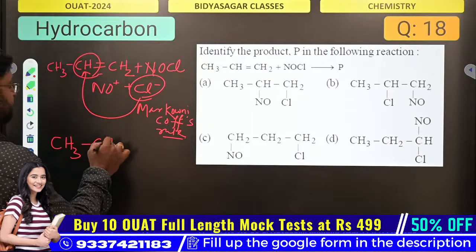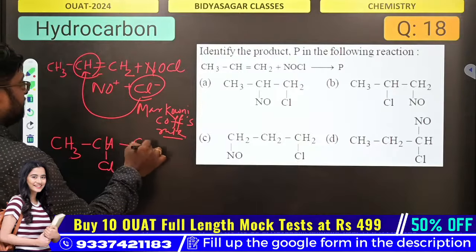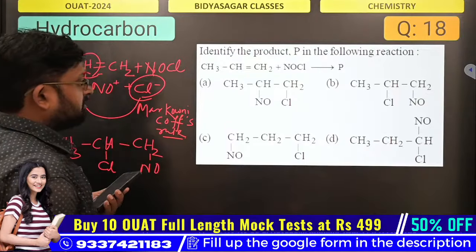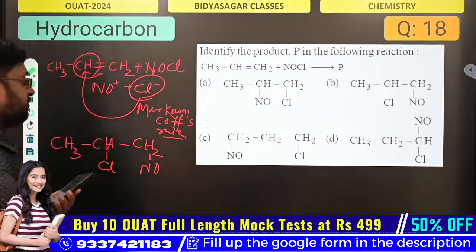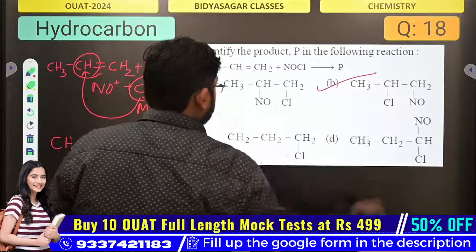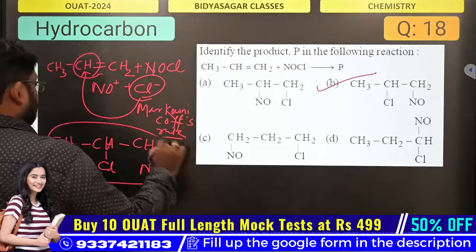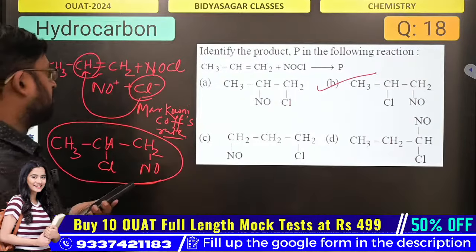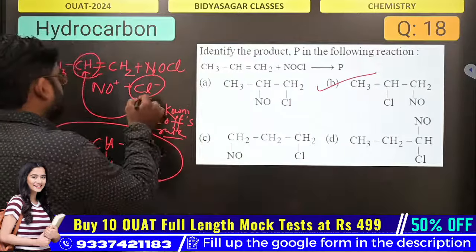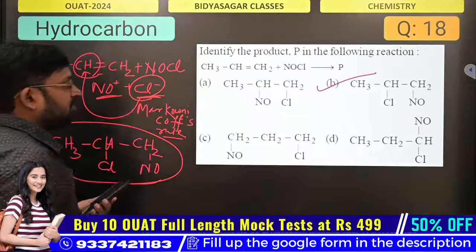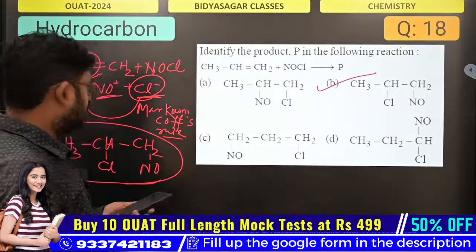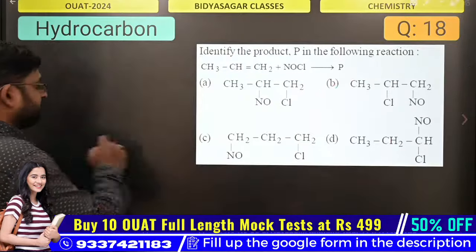So what would be the product? Okay, so option B is the correct answer, right? Option B is the correct answer. So this is again the Markovnikov's rule, the negative part of the addendum goes to that double bonded carbon having less number of hydrogen. So Cl minus is the negative part, NO is the positive part. So option B is the correct answer. Fine, all are getting? Okay.